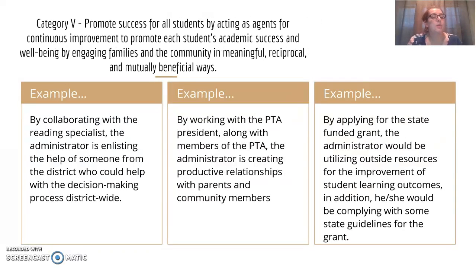Also, by collaborating with a reading specialist, the administrator is going to be enlisting the help of someone from the district who could help with the decision-making process district-wide. So by having her come in and see what's going on day-to-day in the classroom, she could go back to your district leader and your district administration and say, we need to do something different here because this is what I saw. Also, by working with the PTA president along with members of the PTA, the administrator is creating productive relationships with parents and community members.